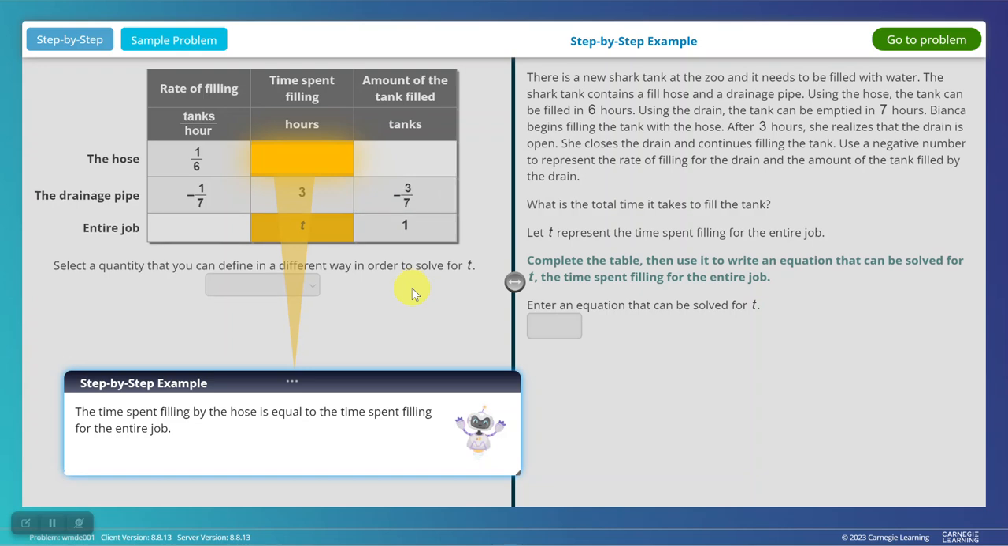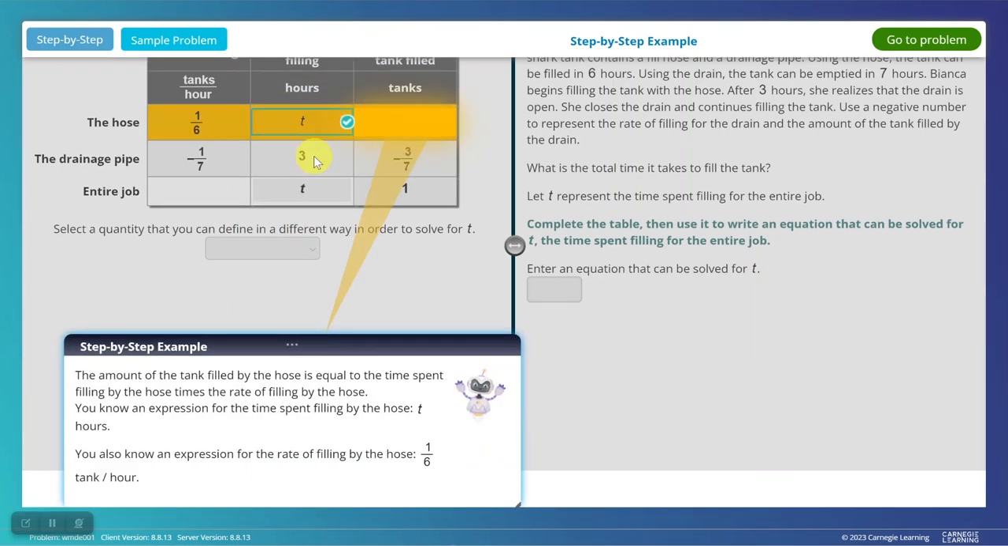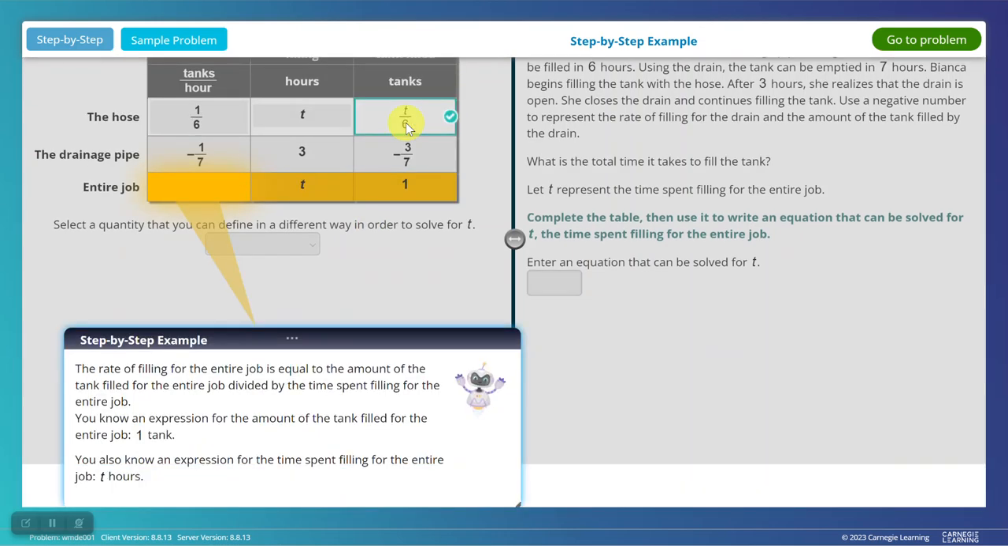All right, the time spent filling by the hose is equal to the time spent filling for the entire job. Okay, they're the same. And the amount, okay, so here again, we are going to multiply. So this time we're going to be multiplying 1/6 times t. We could do t over 6.